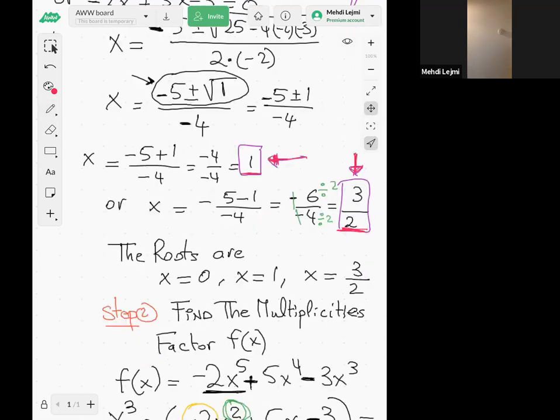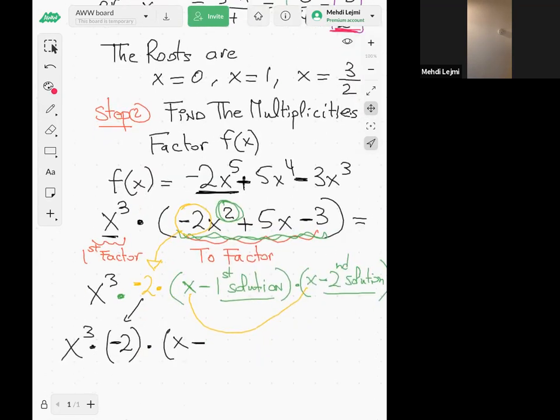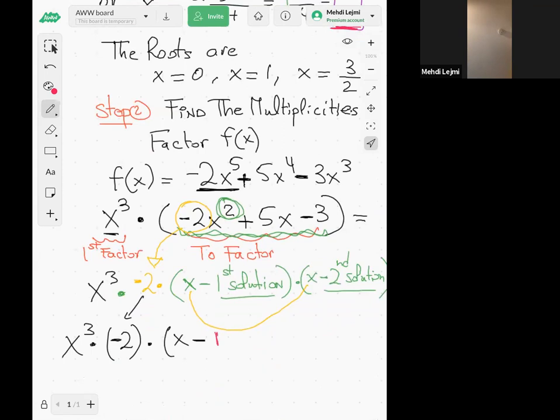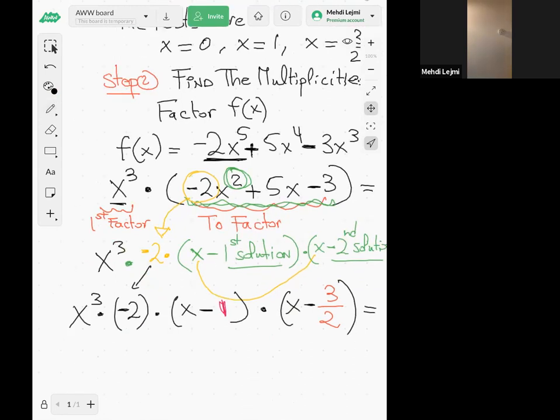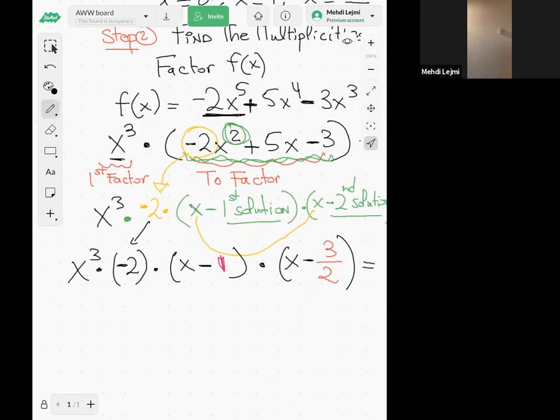So my first solution is 1 and my second solution is the 3 halves, right? So it's x minus 1 here times x minus the second solution, which is 3 halves. So here's my 3 halves. So that would be the factorization of, actually, so you can even move the negative 2 to the front. So it's actually negative 2 times the x cubed times this x minus 1 times the x minus the 3 halves.